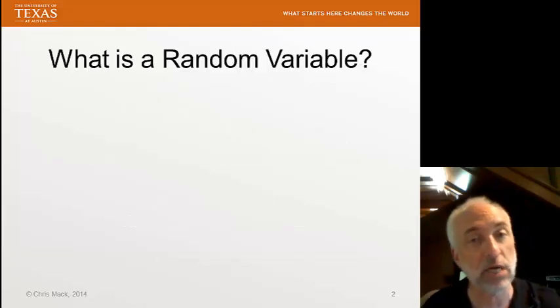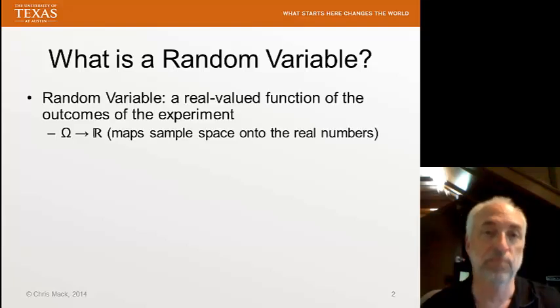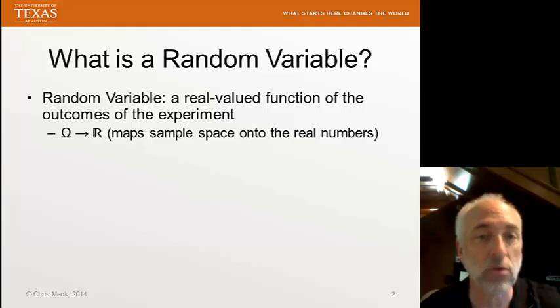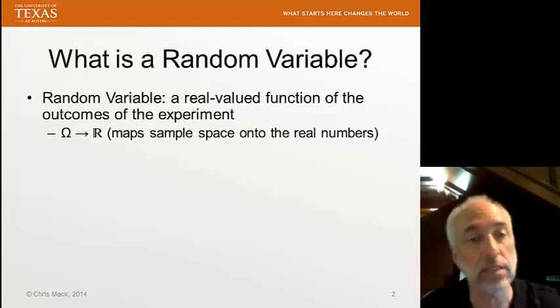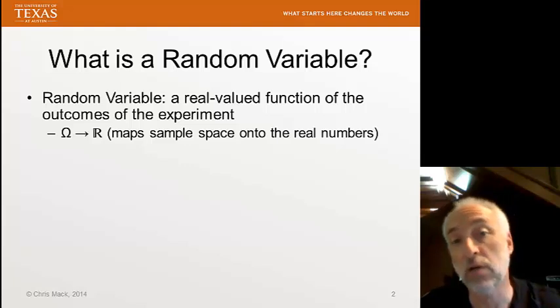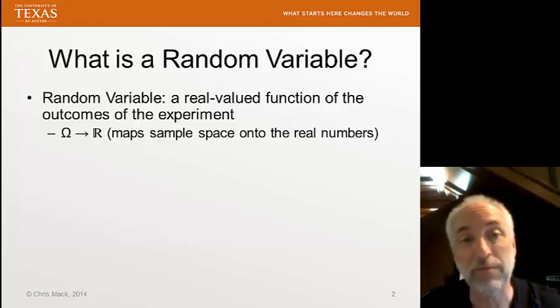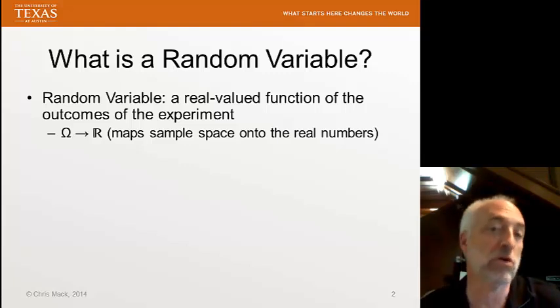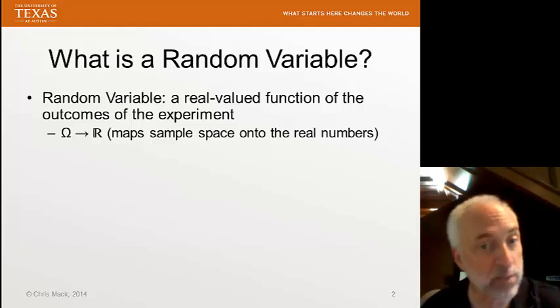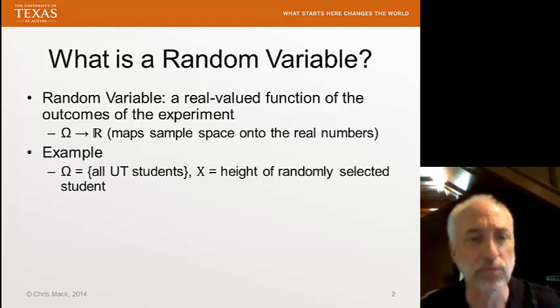Let's remind ourselves of what a random variable is. Random variables are real valued functions of the outcome of an experiment. So I run an experiment and I get an outcome. And we talked about probability theory and sample spaces as sets of all the possible outcomes of an experiment. Well, what a random variable does is it maps the set to the real numbers so that we get numerical outputs for our experiment.